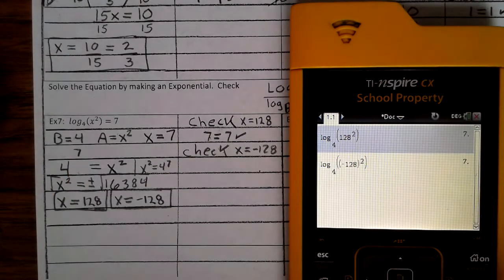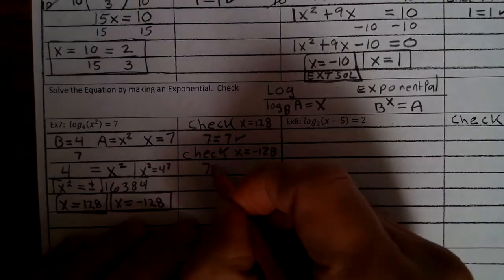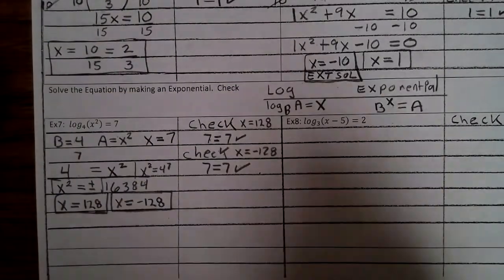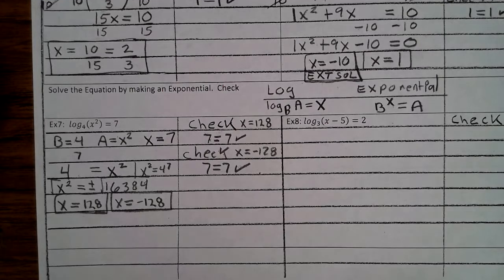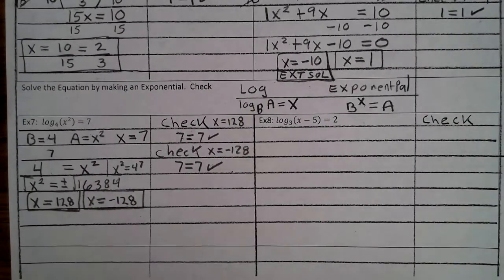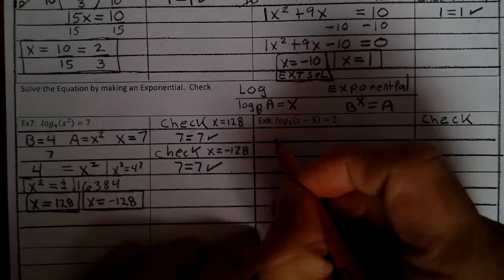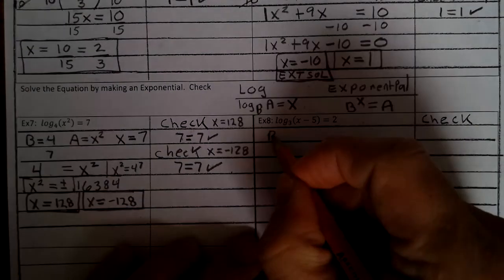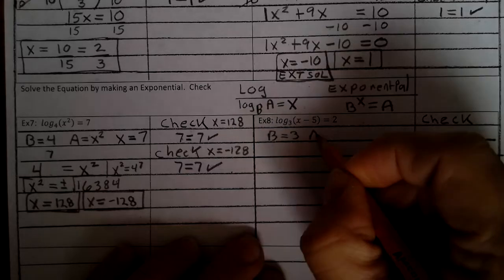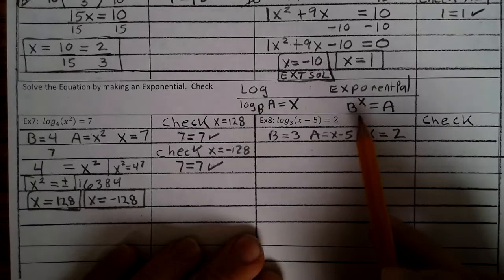Okay, now let's take a look at the last example, example 8. Now, we want to identify what b, a, and x are. So here, b is 3, a is x minus 5, and x equals 2. So now we're going to apply that to this form. So b, that's 3, the x is 2, equals a, which is 1x minus 5.